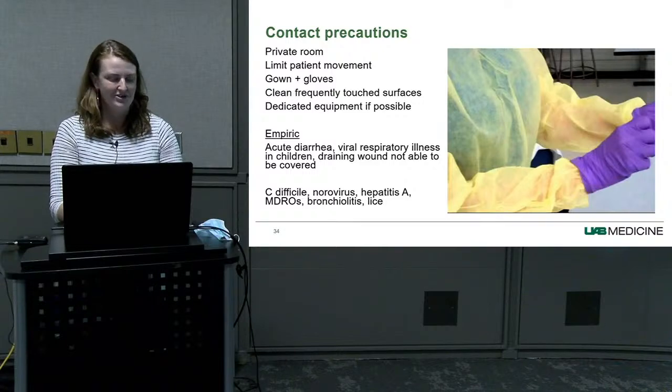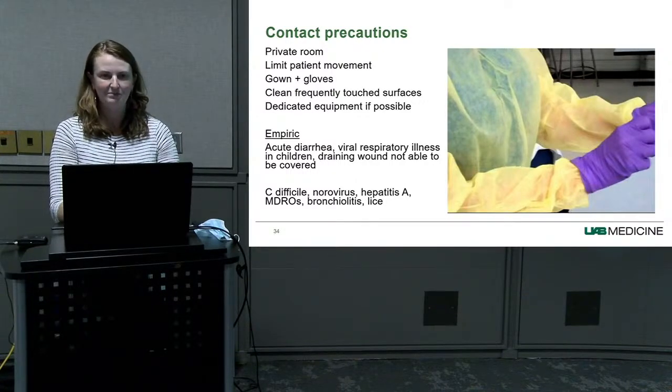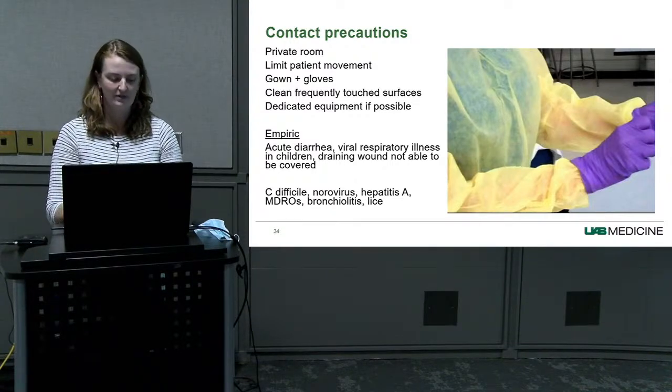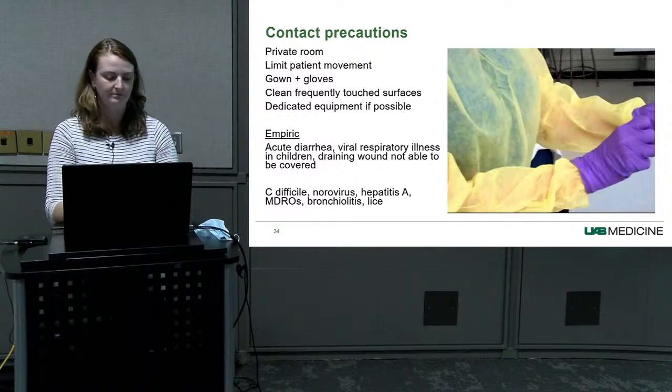So contact precautions, I know everyone's very familiar with. This includes hand hygiene plus a gown and gloves. Ideally, the patient would be in a private room and limit patient movement through the hospital to try and contain whatever infectious disease or contagious disease or organism that they might have actively or be colonized with. It's important to remember to clean frequently touched surfaces very well and often, and then ideally having dedicated equipment within the patient room, if at all possible.